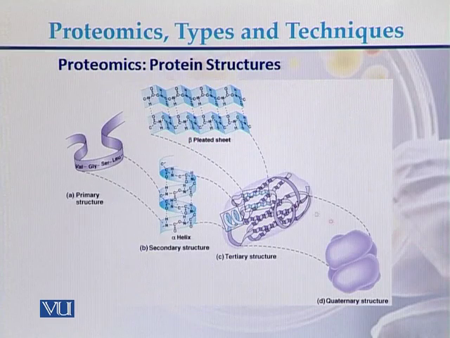In another view, we can see that this is the primary structure. These are the alpha helix. That is actually the secondary structure, which can also be in the form of a helix or in the form of pleated sheets. Then the tertiary structure, and ultimately it is converted into quaternary structures.